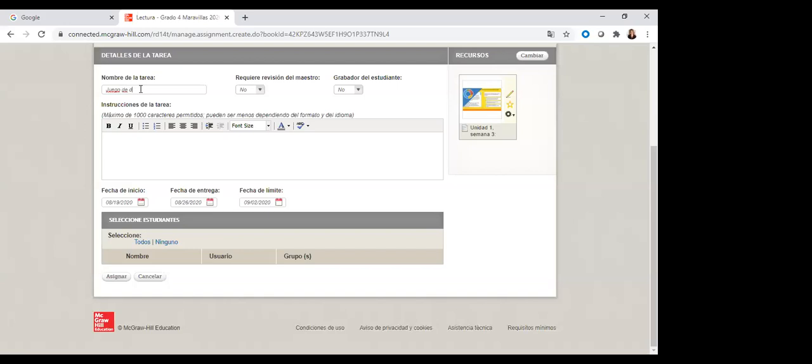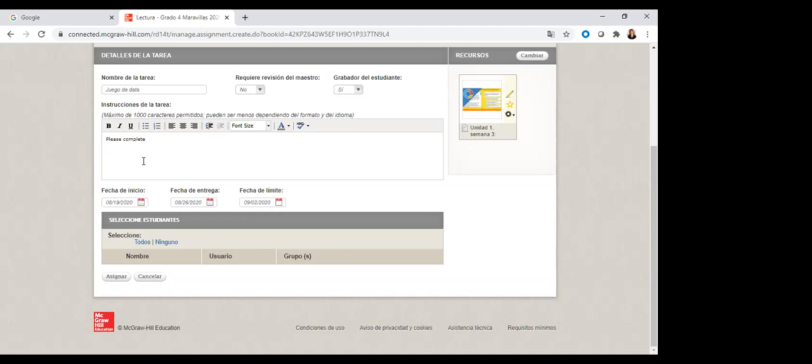Okay, if it was a level, the same way that I'm showing you how to assign this, it's the same way you assign anything. So if I was assigning a leveled reader, I could turn on this grabador del estudiante, and then the student is going to have a little icon on their side to record themselves reading. Give them instructions.